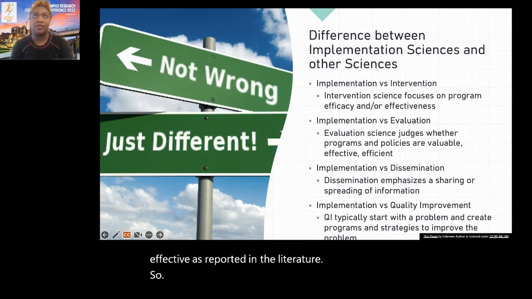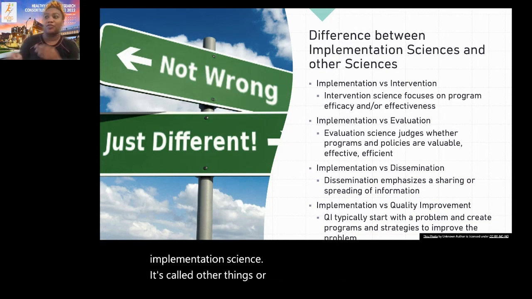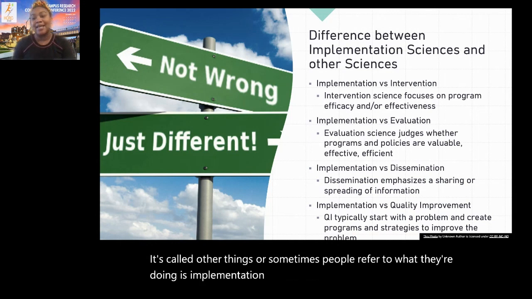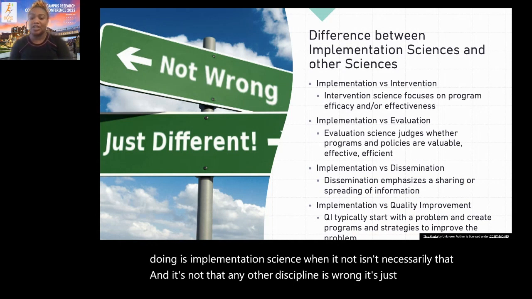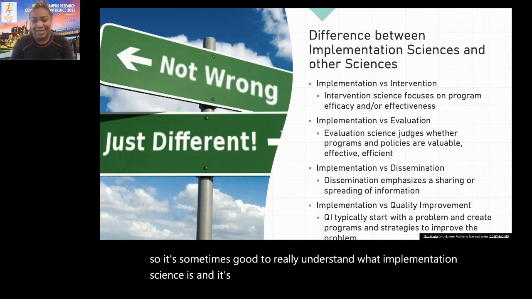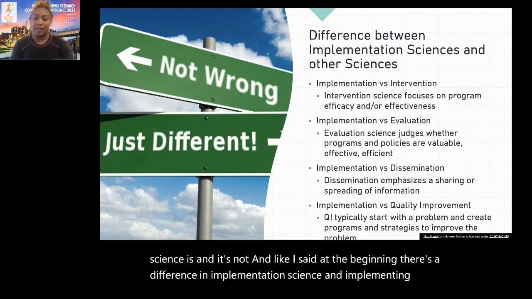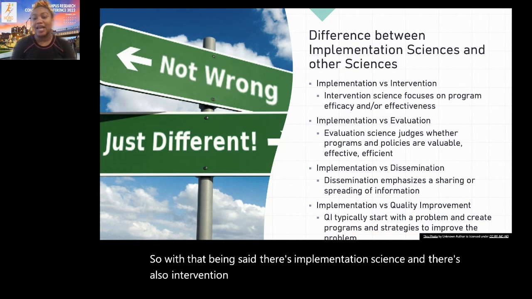There are so many sciences that overlap, and sometimes implementation science is called other things, or sometimes people refer to what they're doing as implementation science when it isn't necessarily that. It's not that any other discipline is wrong, it's just different. So it's sometimes good to really understand what implementation science is and is not. Like I said at the beginning, there's a difference in implementation science and implementing an intervention. So there's implementation science and there's also intervention science. Intervention science focuses on program efficacy and or effectiveness.